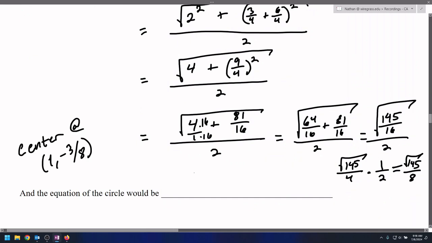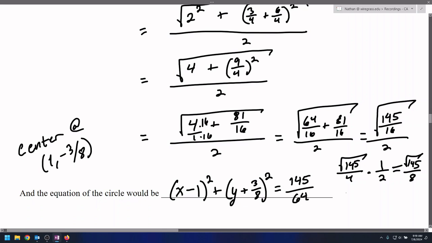So the equation of the circle would be (x minus the x coordinate of the center, x minus h, which would be 1 here) squared, plus (y minus k) squared. k is the y coordinate of the center, which is -3/8, so it's going to be the negative of negative 3/8, so plus 3/8, squared, equals the radius, which is the square root of 145 over 8, squared. If we square top and bottom of that, we get 145 over 8 squared, which is 64. So that's going to be the equation of the circle.